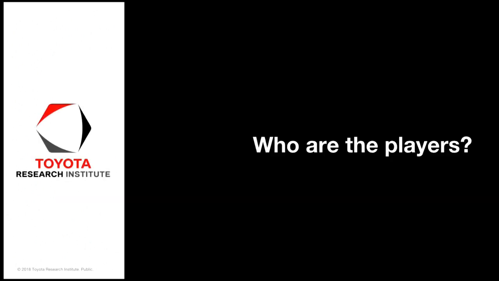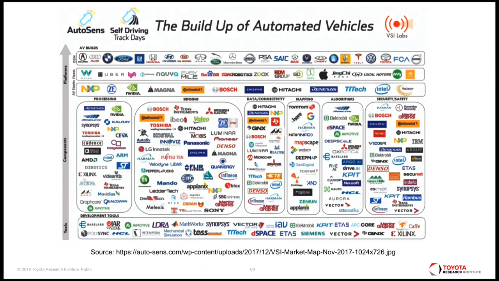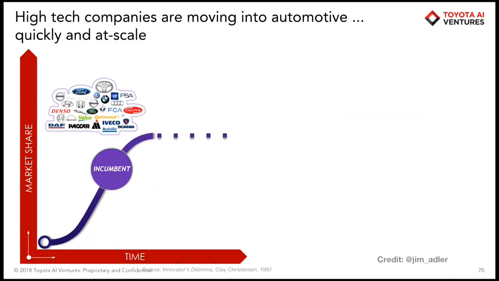All right, who are the players? That's just a high-level overview. There's a lot of players, huge. I'm not going to go into details. You can check the source and browse and peruse. It's a huge space with the OEMs, the ride-sharing companies, and then all these verticals: sensors, computing, mapping, safety, and many things. It's a big space. One thing that's important to understand about the space is that high-tech companies are moving into automotive quickly and at scale.